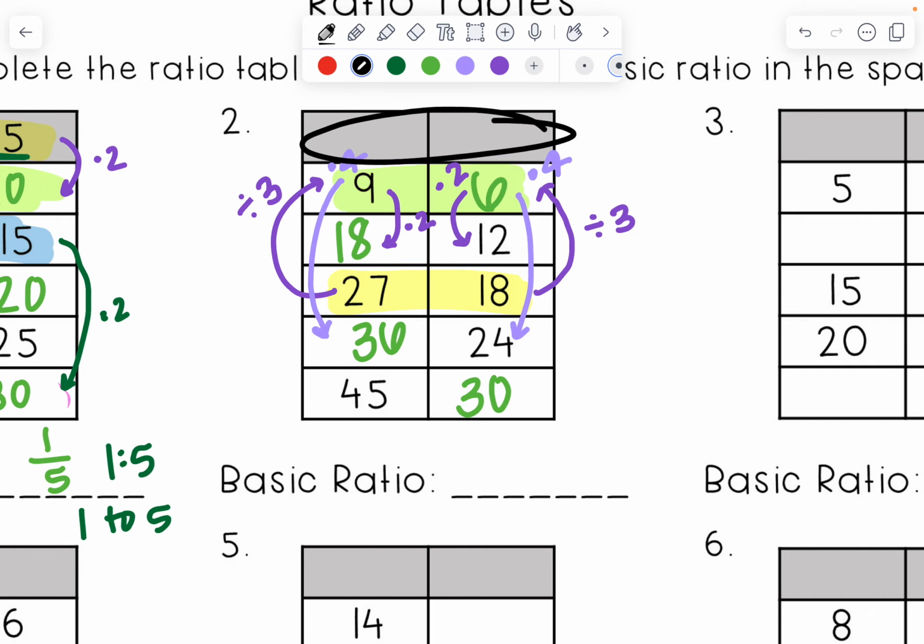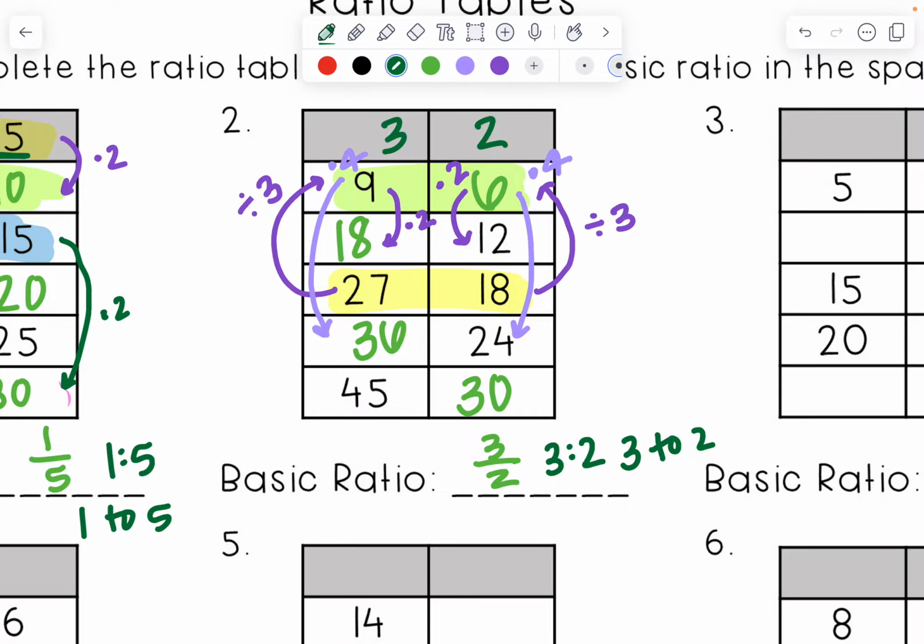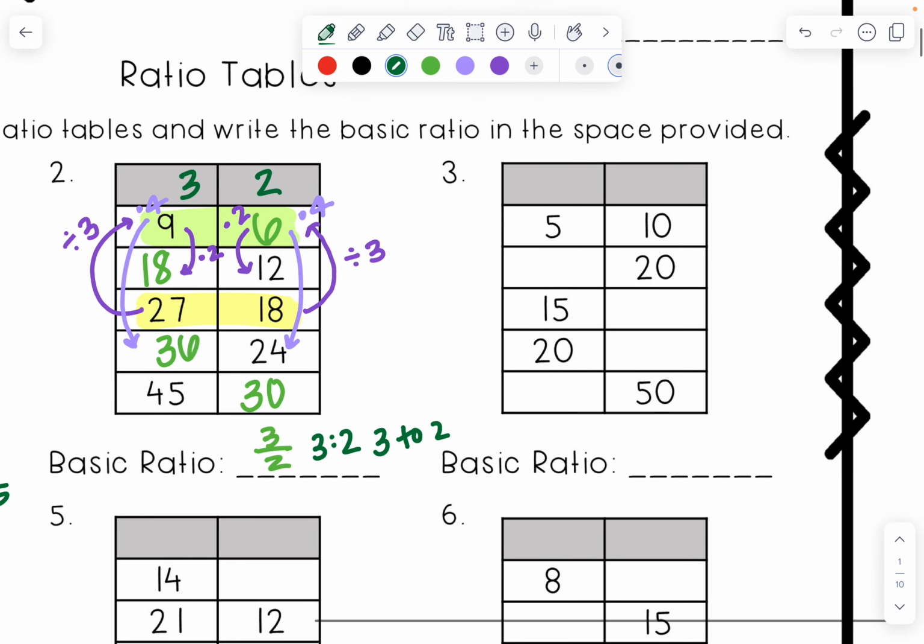Now, this gray box up here is still blank, meaning I have not found my basic ratio yet. Again, the basic ratio is what all of these are going to simplify to. So I would put 9 over 6, 18 over 12. I would simplify all of these and I would get the same thing of 3 to 2. So my basic ratio is 3 to 2. And again, you can put 3:2, you can put 3 to 2.